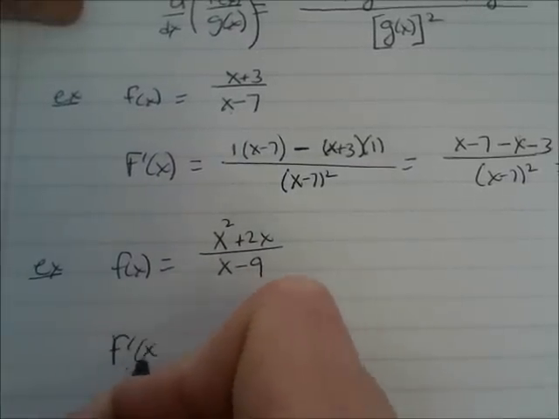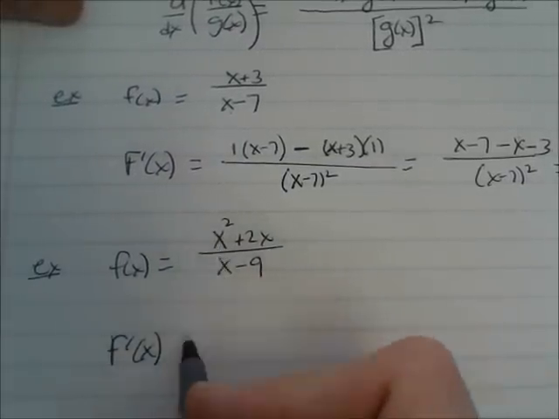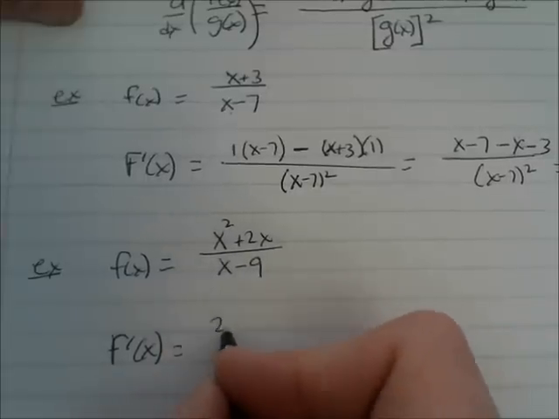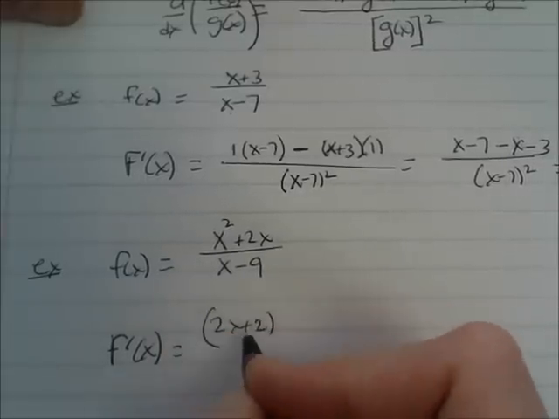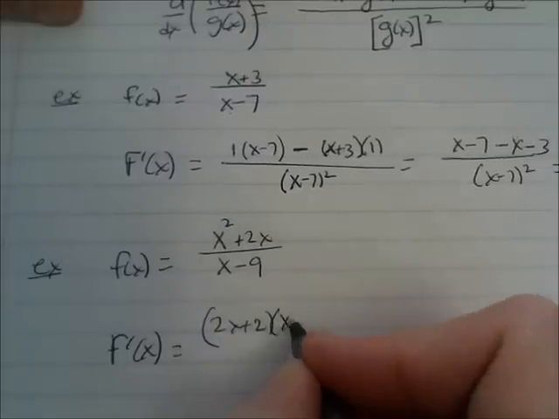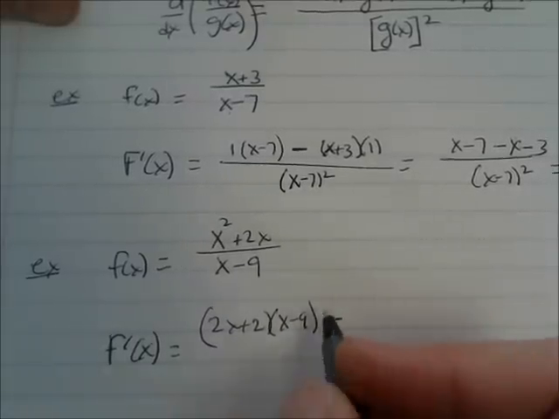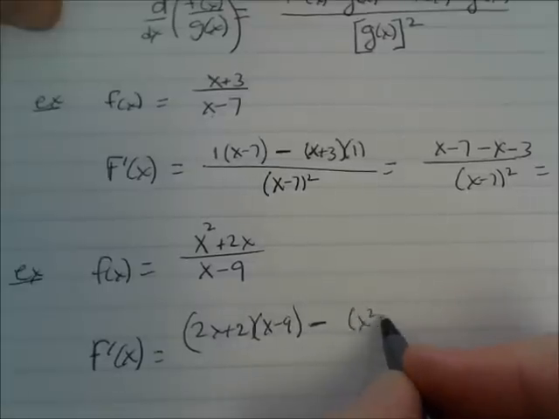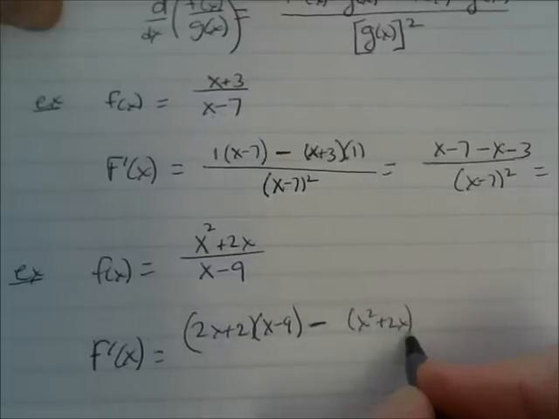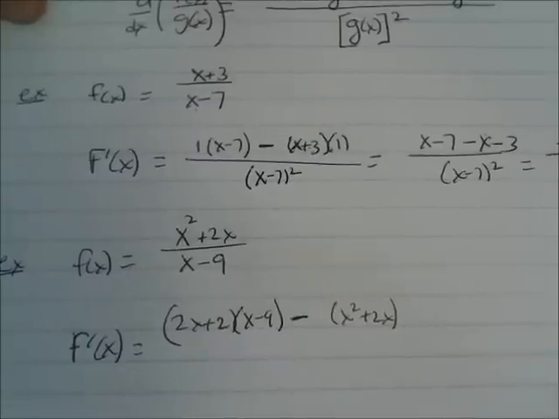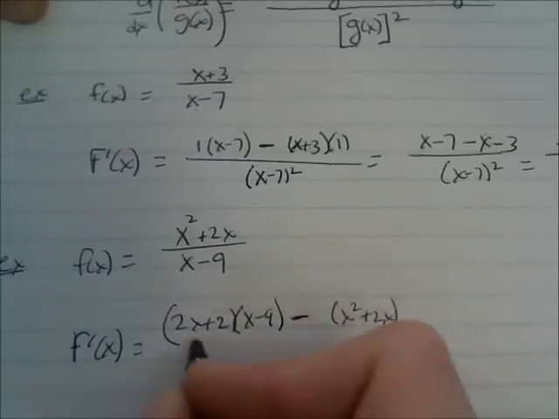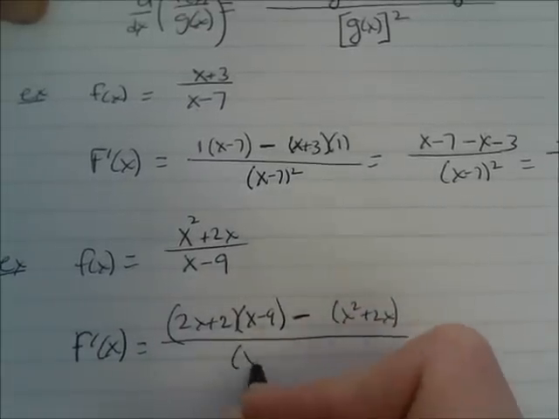The quotient rule says take the derivative of the top, which is 2x plus 2, and multiply it by the bottom. Subtract from that. Now we're going to take the whole top, x squared plus 2x, and multiply it by the derivative of the bottom, which is just 1. So I'll just keep it like that, all over the bottom squared.